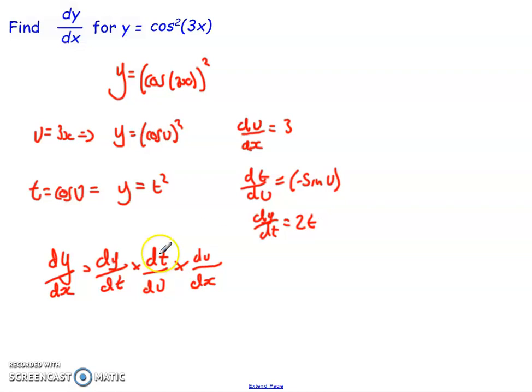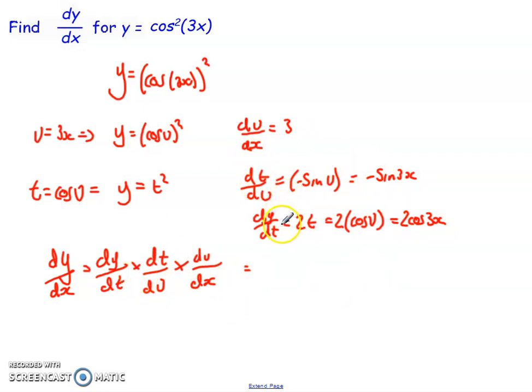For each of these, I'm then going to substitute back in for the u, the t, and the rest of it, and put it all together so I get my final answer in terms of x. So negative sine u, u is equal to 3x, so that becomes negative sine of 3x. And then 2t, well I know t is equal to cos of u, so that's going to be 2 times cos of u. But again, I can substitute in for the u, so I get 2 cos of 3x. Then I can just stick this all together in one go.